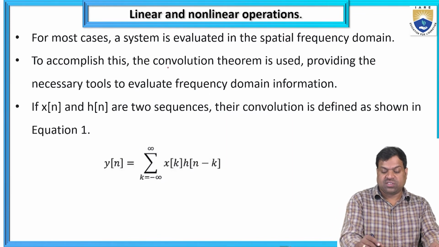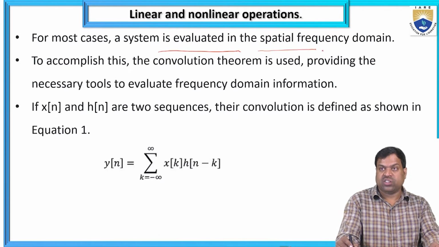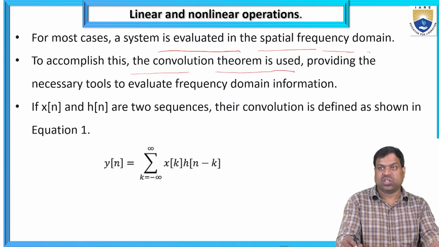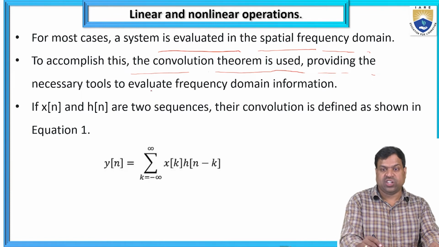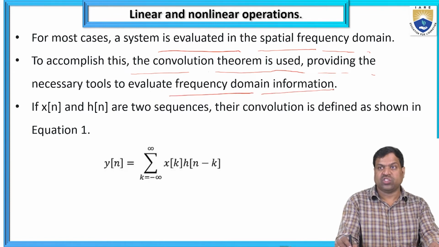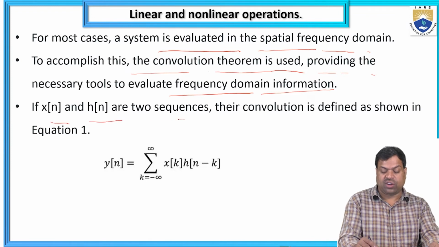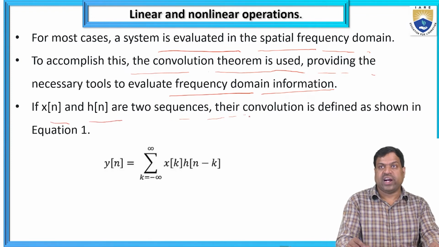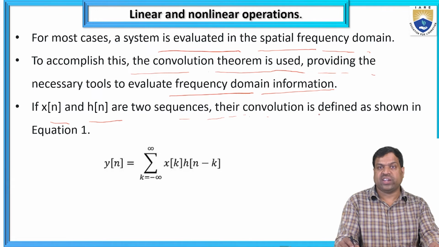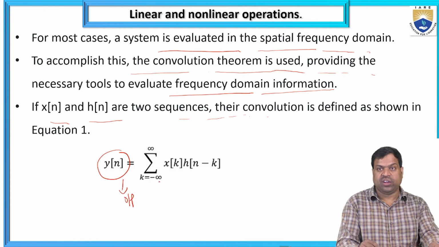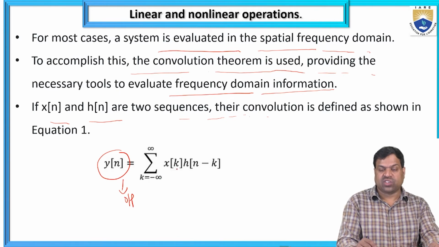In most cases, the evaluation is done in the spatial frequency domain, and the convolution theorem is used to provide the necessary tools to evaluate frequency domain information. If x of n and h of n are two sequences, their convolution is defined as shown in the equation. Suppose the output y of n is equal to the summation, k equal to minus infinity to infinity, x of k.